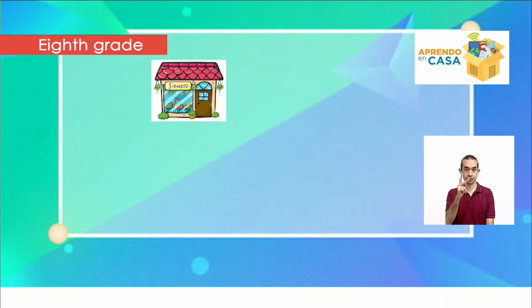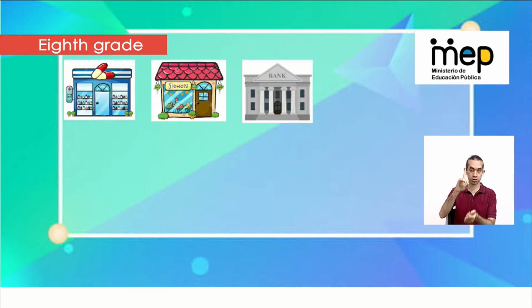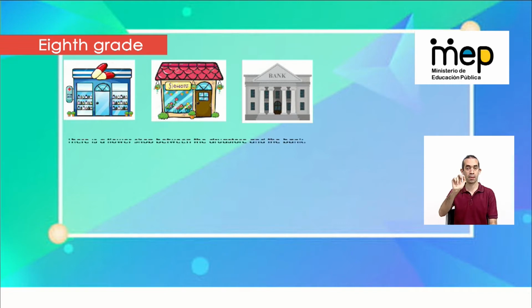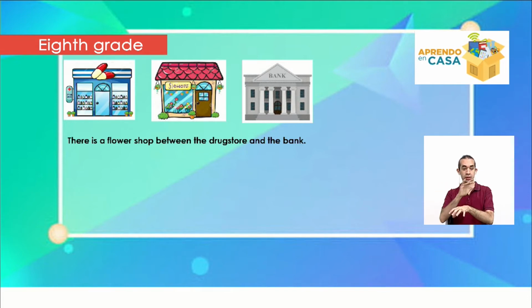Okay, so this is a flower shop. And we have a drugstore, and a bank. So we can say that there is a flower shop between the drugstore and the bank, okay? There is a flower shop between the drugstore and the bank.